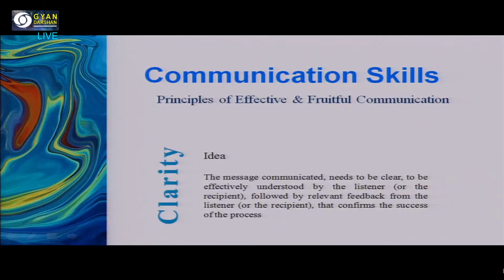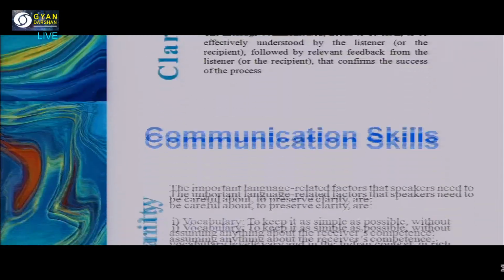Now, something very important, which is generally known as the principles of effective communication, I would like to focus on. To begin with, the most important aspect of any communication is that there has to be clarity. The communication that you are indulging in must be very, very clear. The message you are going to communicate needs to be clear, because it needs to be effectively understood by the listener, and then naturally it is going to be followed by relevant feedback, and this is how the process of communication becomes successful.